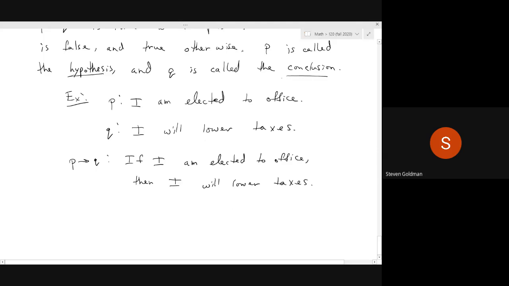Okay. Let's say now that P is true, but Q is false. So he's elected to office, but he does not lower taxes. Then the statement was false. He lied. He broke his campaign promise. So the statement was a false statement.